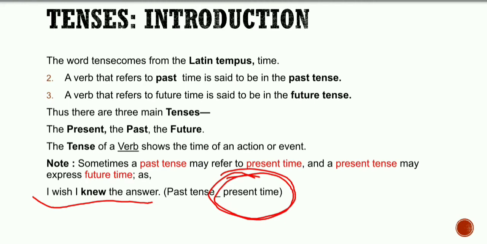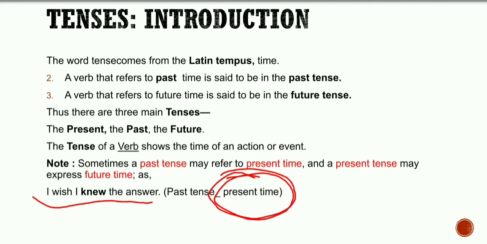So keep in mind, this is some of the usage of the tenses, that some tenses may be used as past, but they give the meaning of present.